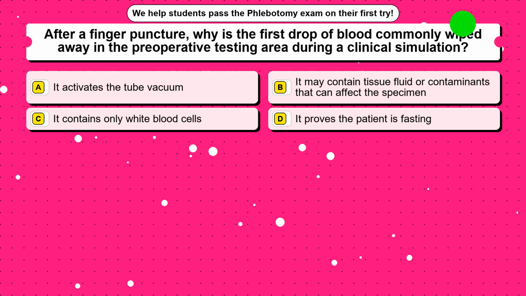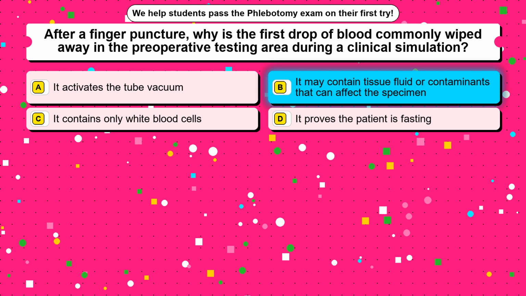Question 85. After a finger puncture, why is the first drop of blood commonly wiped away in the preoperative testing area during a clinical simulation? Option A. It activates the tube vacuum. Option B. It may contain tissue fluid or contaminants that can affect the specimen. Option C. It contains only white blood cells. Option D. It proves the patient is fasting.